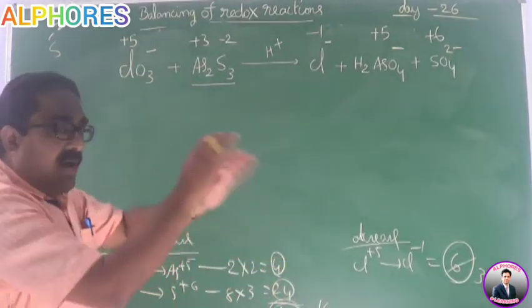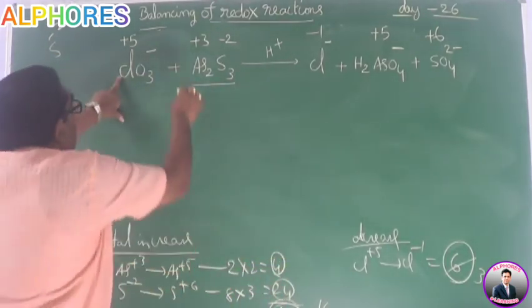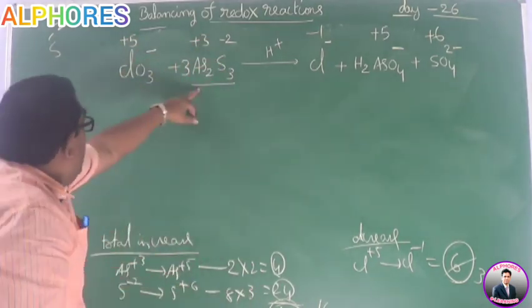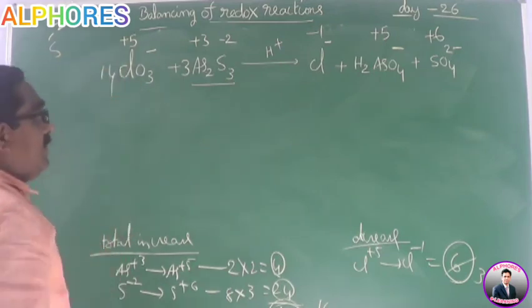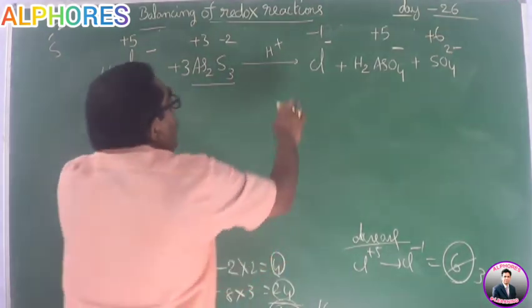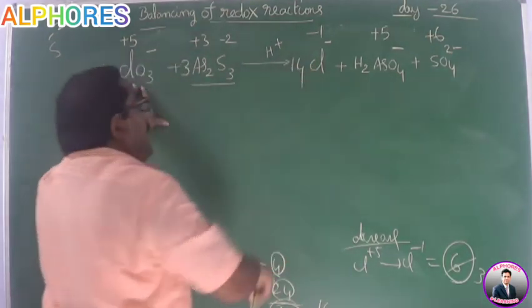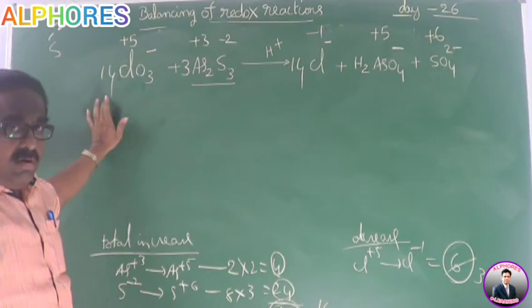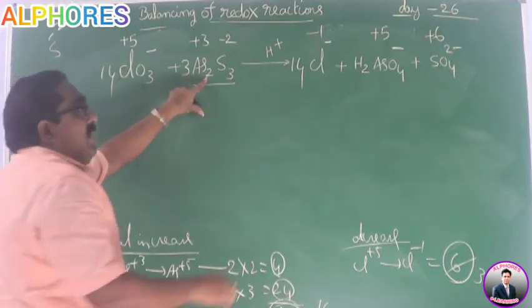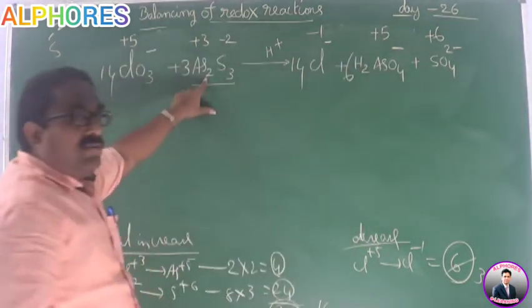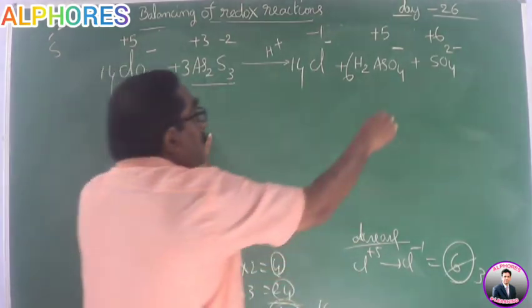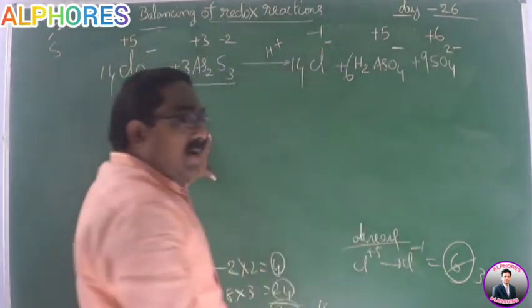Now reverse this 3 and 14. 3 for this, so you have to write 3 for this. Okay, ready? And 14 for this, and you have to write 14 for this. Now, let me do the balance. 14 chlorines. Then how to write 14 chlorines? Concentrate. 3 into 2, 6 arsenics. So you should write here 6. 3 into 3, 9 sulfurs. So you should write here 9.